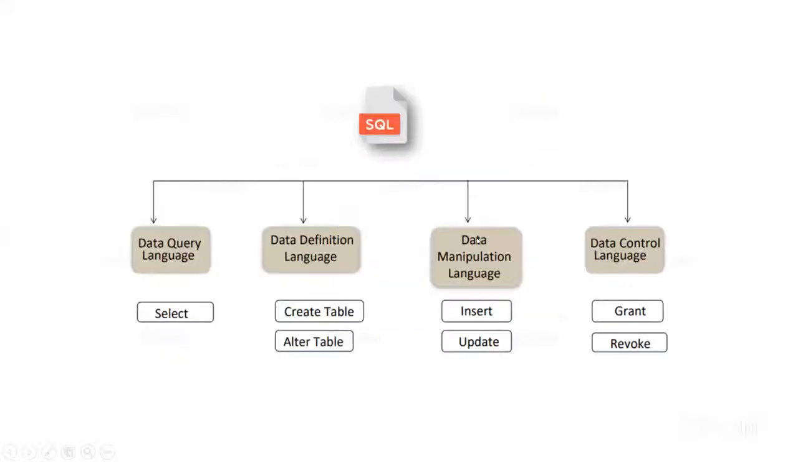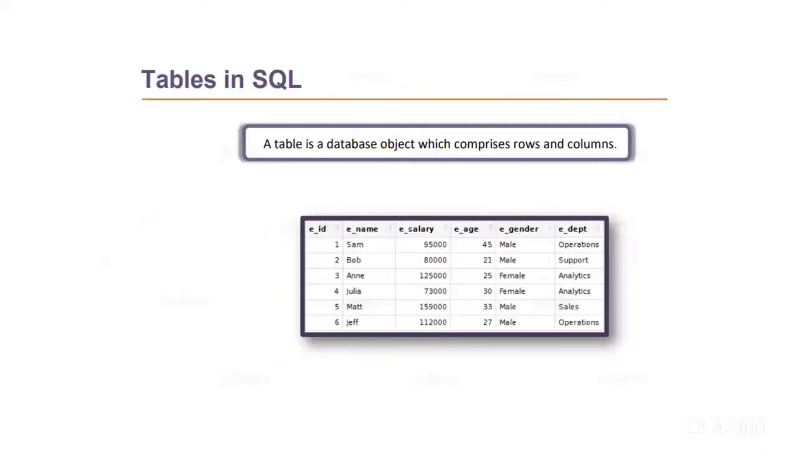Under SQL, we have these languages: DQL, DDL, DML, and data control language. In DQL, we use select, and in DDL, we use drop, create, alter, and truncate. And in DML, we use update, insert, and delete. Data control language we are not using here. We are not using any database; we are using SQL on Databricks. So we are using Databricks SQL.